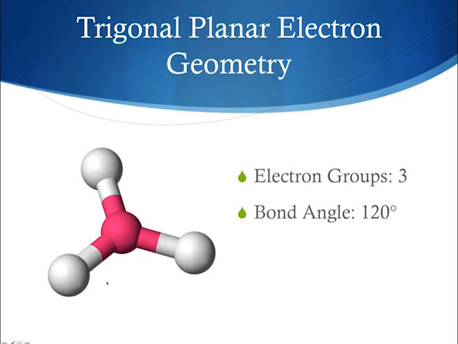So next we're going to move on to our trigonal planar electron geometry. And with trigonal planar, our central atom has 3 electron groups, so circle them here. We have one here, here, and here. And our bond angle here is 120 degrees.